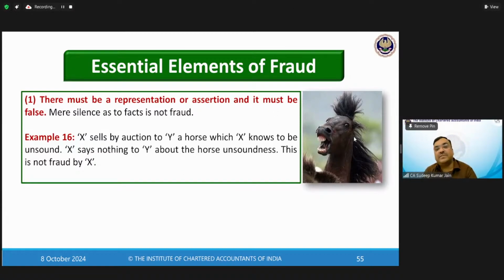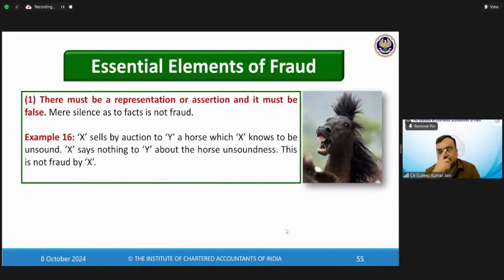See example number 16. X sells by auction to Y a horse which X knows to be unsound. X says nothing to Y about the horse's unsoundness. Please stay on this point only. Question arises whether selling through auction an unsound horse is void. Answer is no.